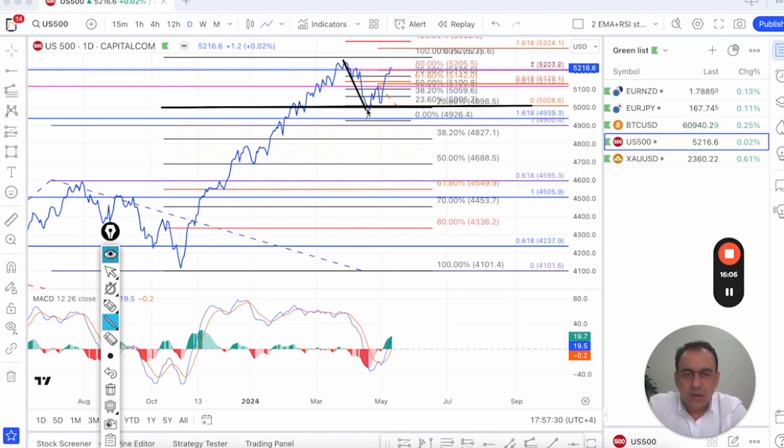S&P 500 corrected towards the 5000 mark, bounced back sharply, retested this as support, and has again risen to 5207 or 5216. So it's slightly higher than 5207, which is again a confluence of resistance here. Right now MACD is rising, and let's see how it is going to behave on the lower time frame.